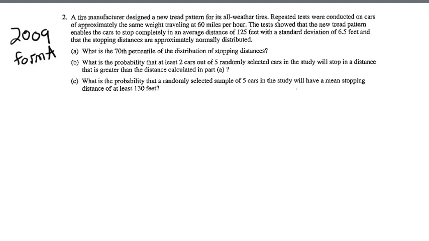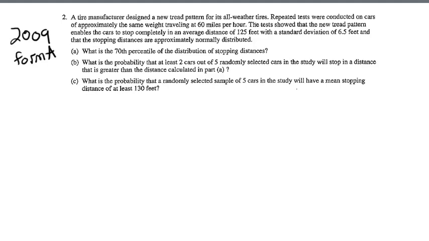Part B, though, looks like we're going to randomly select 5 cars, and then we're looking for the probability that at least 2 of them stop at a greater distance than that 70th percentile. That situation looks like it's binomial because there are 2 choices. The car either stops farther than that distance or it does not. We're selecting a fixed number of cars, we're assuming that each car is independent of every other car, and that the probability of stopping further than that 70th percentile would be 30%. So that's going to be a problem using a binomial distribution.